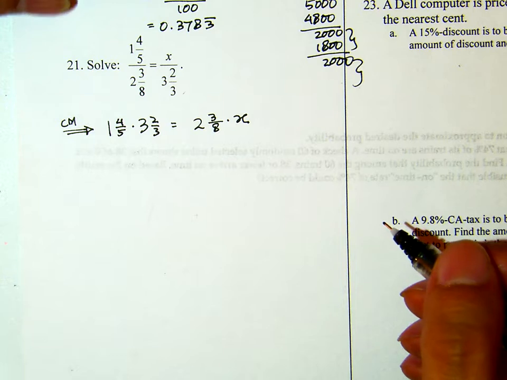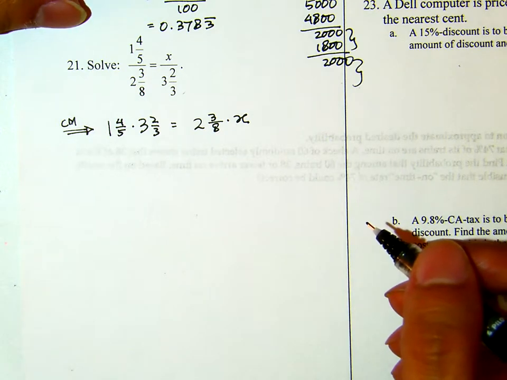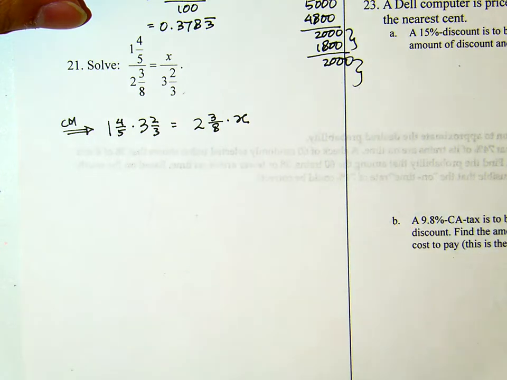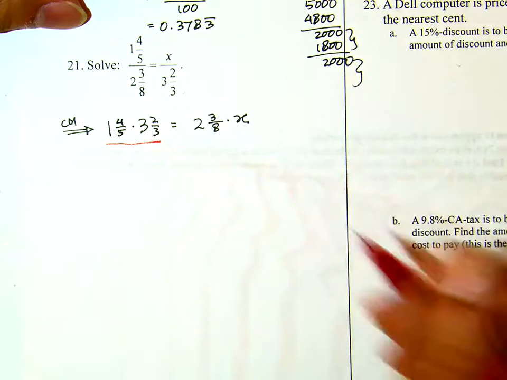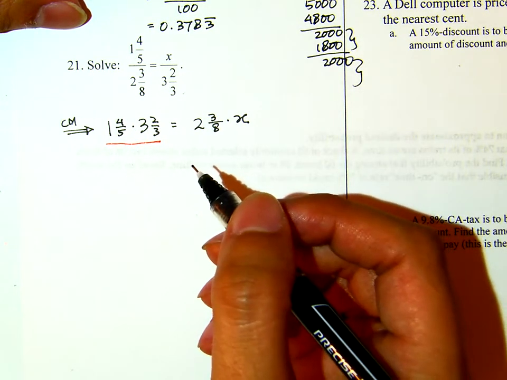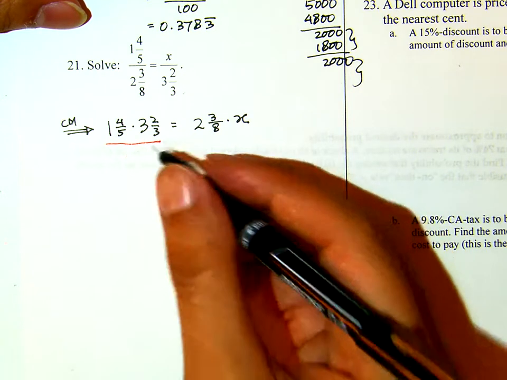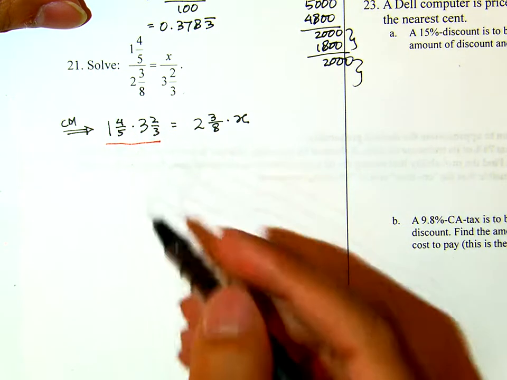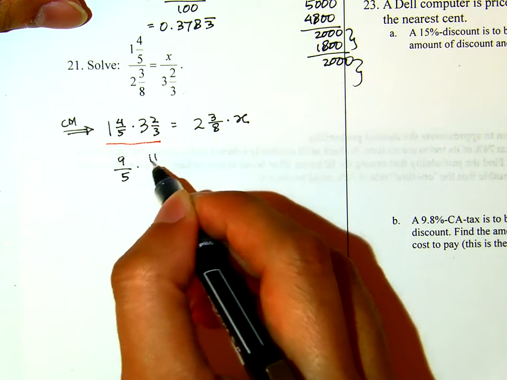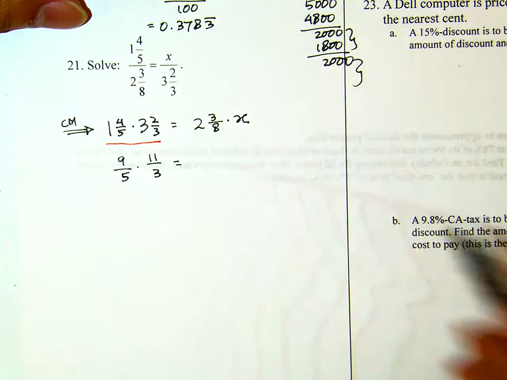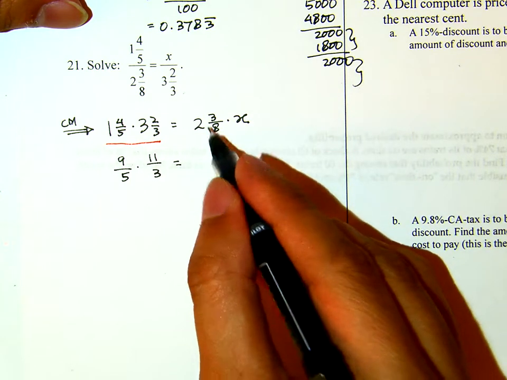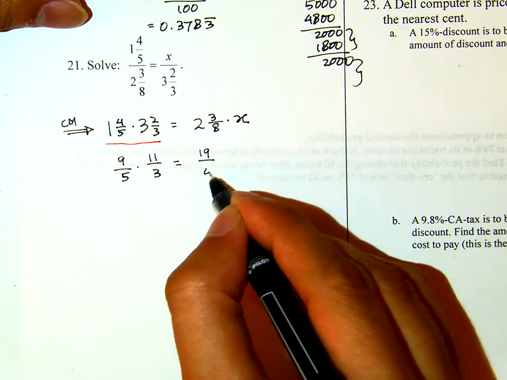Now you see that right now we have an equation involving mixed numbers and a variable, right? And then from here what I am supposed to do is multiply this, right? But to multiply mixed numbers, we need to convert them to improper fractions. Now if I convert to improper fractions, this will be 9/5 times 11/3 equals, let me convert this also at the same time to improper fractions. That will be 16 plus 3 is 19/8 x.